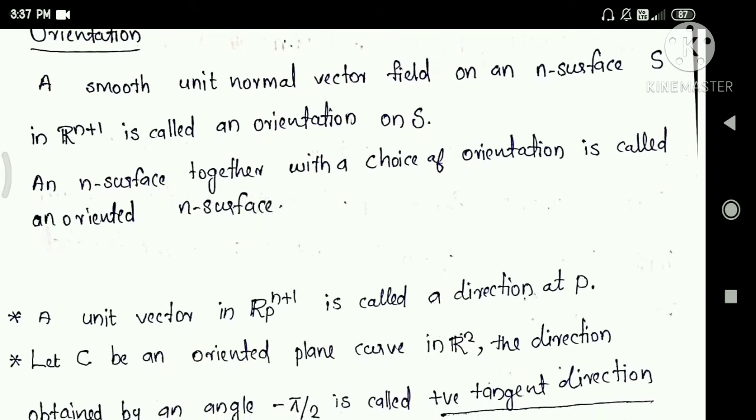That is, if there exists such a vector field on S, then S is known as an oriented n-surface in R^(n+1). By the last theorem, we can say that any connected n-surface in R^(n+1) is an oriented n-surface in R^(n+1). Next, consider the Mobius band.